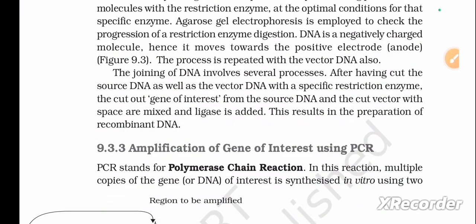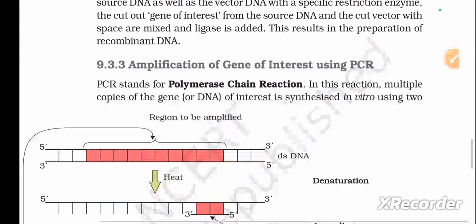The joining of DNA involves several processes. After having cut the source DNA as well as the vector DNA with a specific restriction enzyme, the cut-out gene of interest from the source DNA and the cut vector are mixed, and ligase is added. This results in the preparation of recombinant DNA. Next, amplification of gene of interest using PCR.